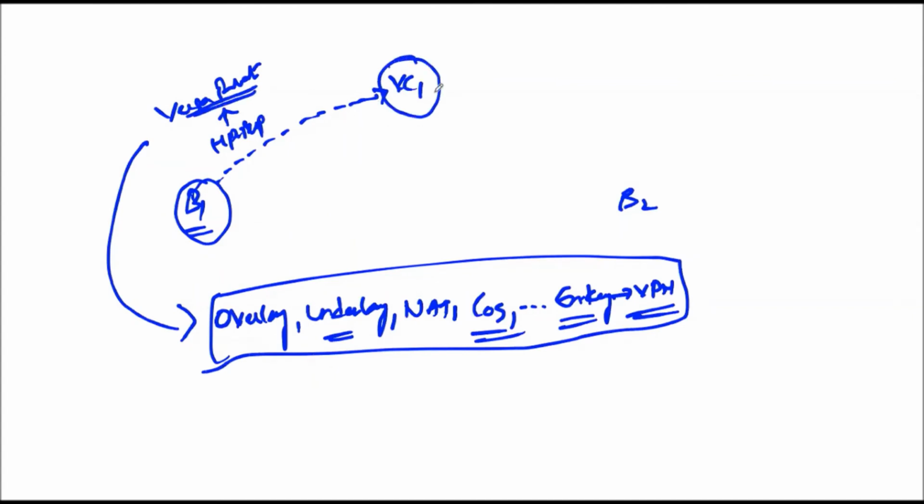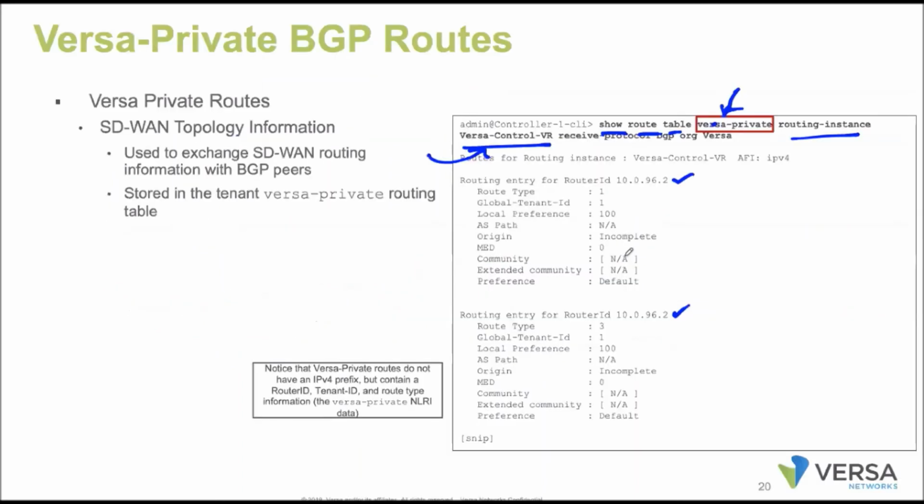Now VC1 has received from branch 1, so then VC1 will be updating that information towards the branch. Right, so if you just go ahead and look at the Versa private advertisements, you may not find the complete information related to the NAT and the QoS. You'll just find the overlay IP addresses which are getting exchanged with help of the Versa private.